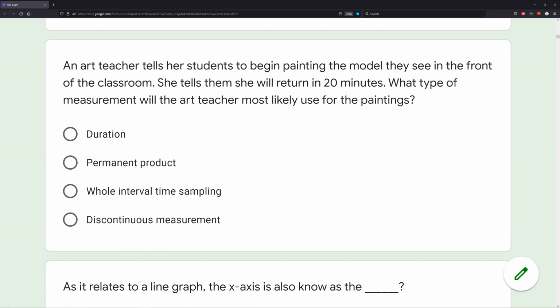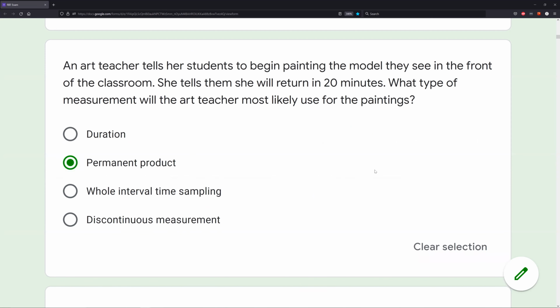Discontinuous measurement and whole interval time sampling are the same thing. Whole interval time sampling is a type of discontinuous measurement. To do either of these, we need to directly observe the behavior, which of course is not occurring. So what type of measurement will the art teacher use? It's going to be B, permanent product.